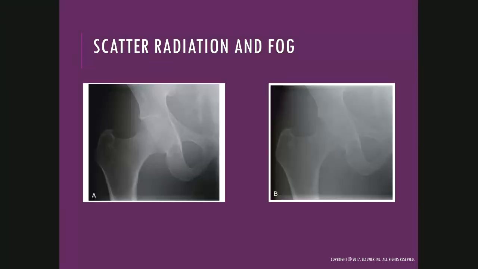Picture shows about scatter radiation and fog. You can see the image over here on the right. What is that? Image B has fog. It has an overall cloudy appearance because that extra scatter radiation has overall darkened everything. So if everything gets dark, it's harder to distinguish between the lights and the darks. So it ruins your contrast. And that's what has happened there.